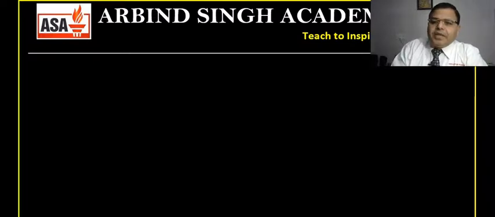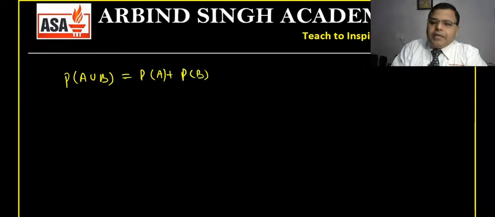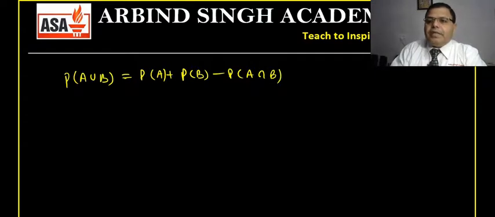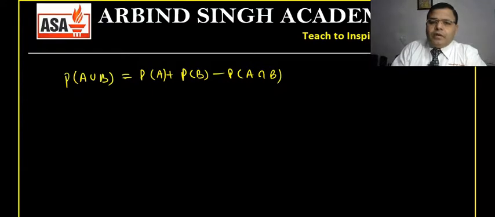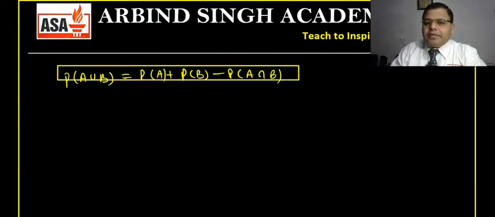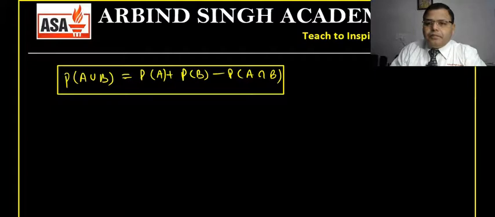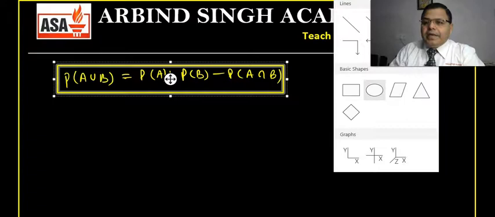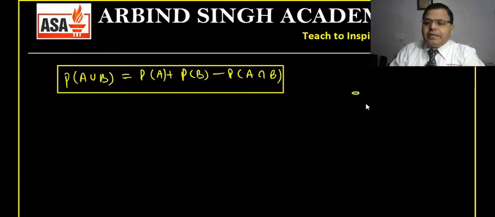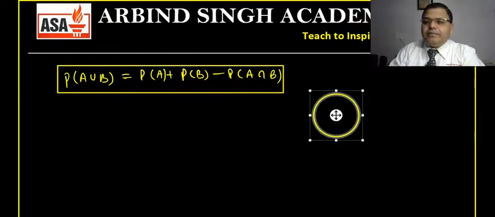We are going to discuss on the basis of the formula that probability of A union B is equal to probability of A plus probability of B minus probability of A intersection B. This is the formula that we will use today, and on the basis of this formula we will discuss some questions. So, only A. If there is written only A, try to understand a few concepts more about it.